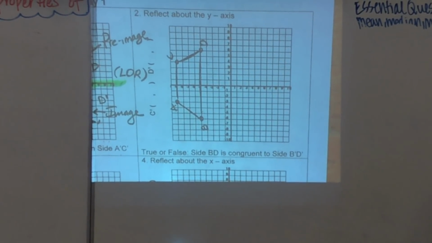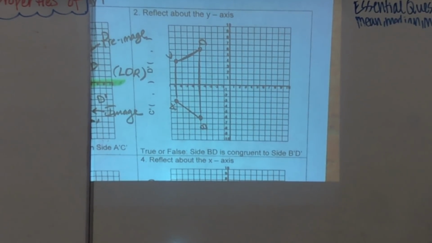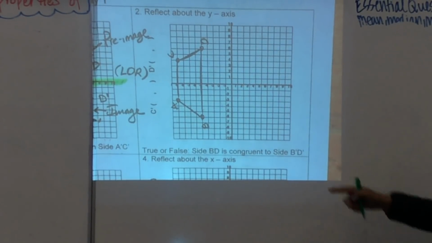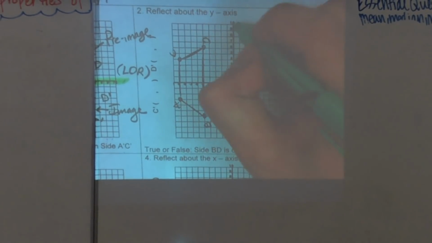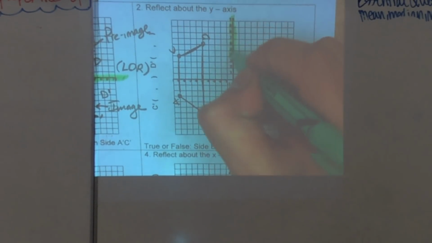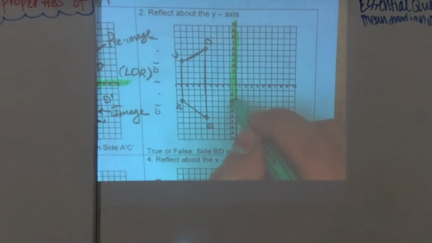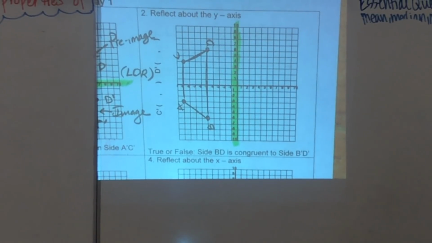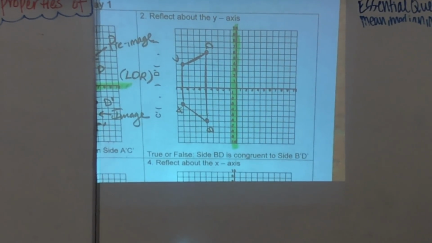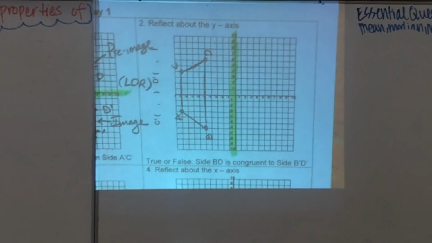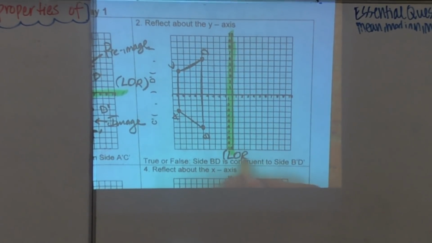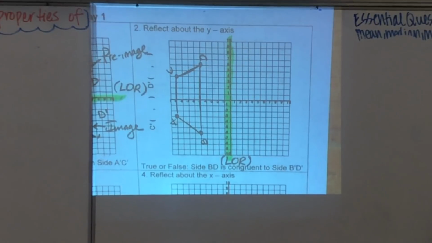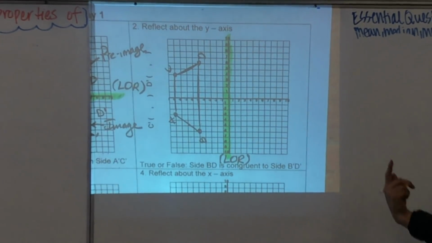It says reflect about the y-axis. So the y-axis, which one's the y-axis? It's this one right here. So go ahead and highlight it. The reason why we highlight it is so that it makes it easy for you to see where you're going to reflect. So we highlighted the y-axis. This is my line of reflection. Label it. Line of reflection.